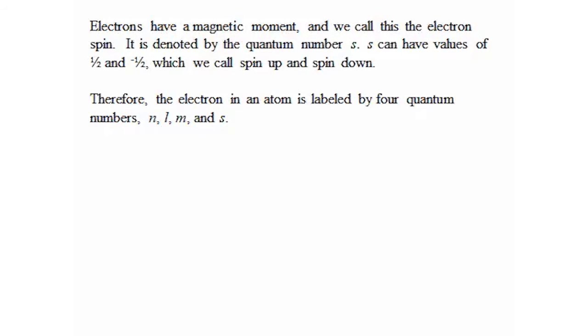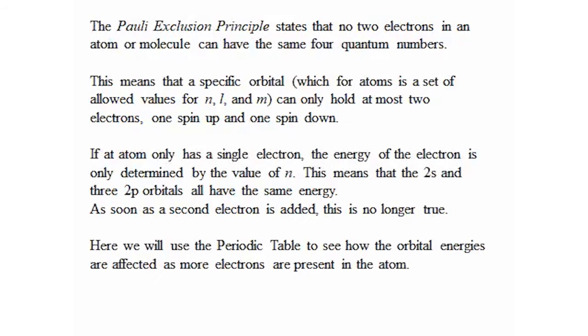We also learned that electrons have a magnetic moment, kind of like a little magnet, and we call this the electron spin. It is denoted by the quantum number s. s can have values of -0.5 and 0.5, which we call spin up and spin down. Therefore, the electron in an atom is labeled by 4 quantum numbers, n, l, m, and s.